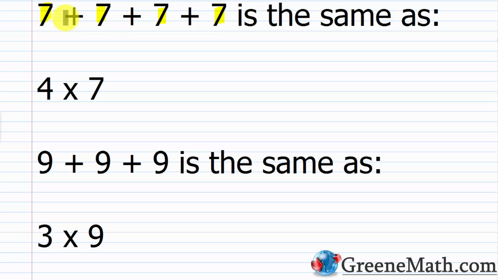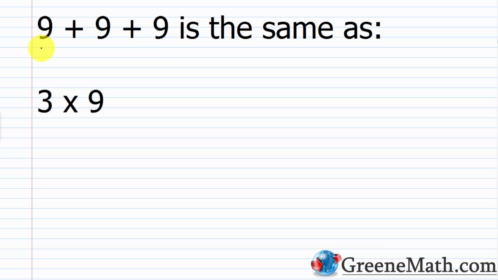So instead of writing this out each time and saying, okay, well, 7 plus 7 is 14, 14 plus 7 is 21, 21 plus 7 is 28, we can do it more quickly with multiplication. We have 4 groups, right? We have 1, 2, 3, 4 groups of 7. So we use that fact to say that this is 4 times 7, or 28. So it's a quicker way to perform a repeated addition.